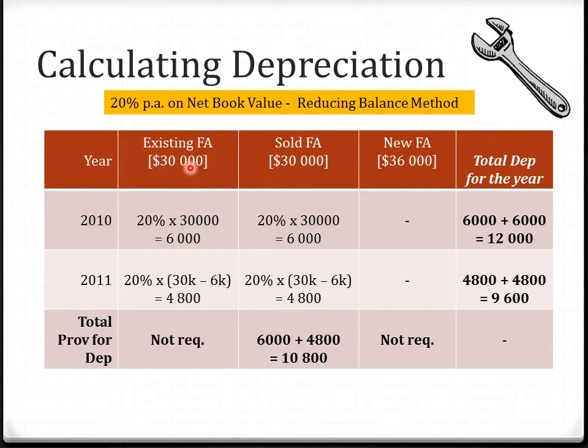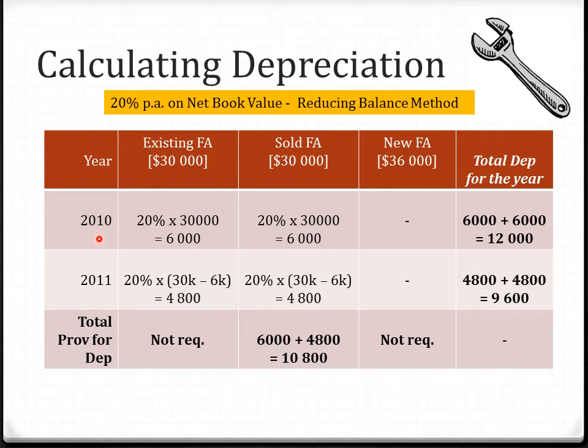So this is the one that we are not selling, okay? The existing fixed assets, 30K. And then this is the one that we are selling. Okay, because remember we are selling one of it, right? So 30K, the one that we're selling. And then we also bought a new fixed asset, which is the motor van in this case, right? So 36K.